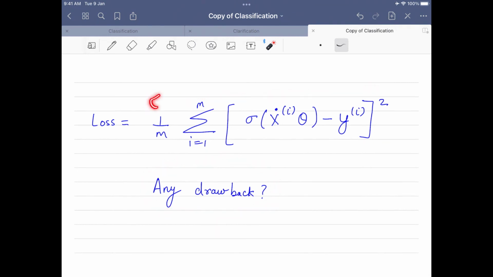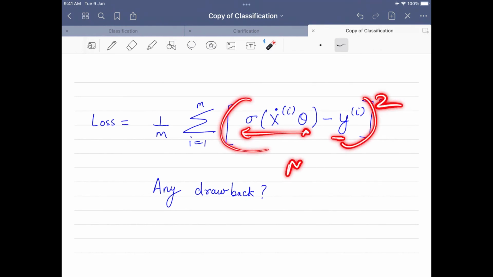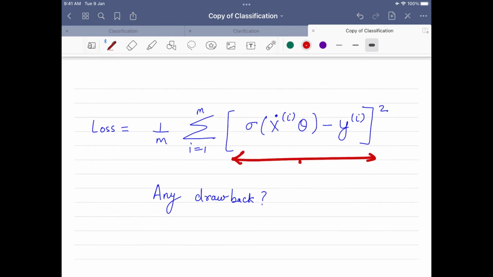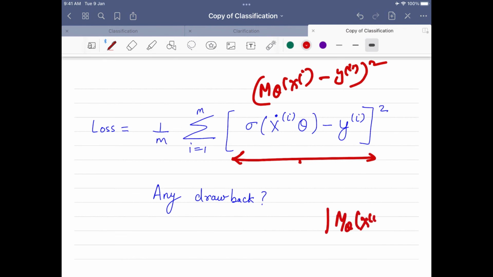Yes, there is a drawback of this cost function also, because right now we are using a mean square error cost function, which is this minus this whole square. We have been using this from the very beginning of our course. When we started with linear regression, we also used m theta xi minus yi whole square. We started our cost functions with this, and then we looked for other versions, like the L1 norm.